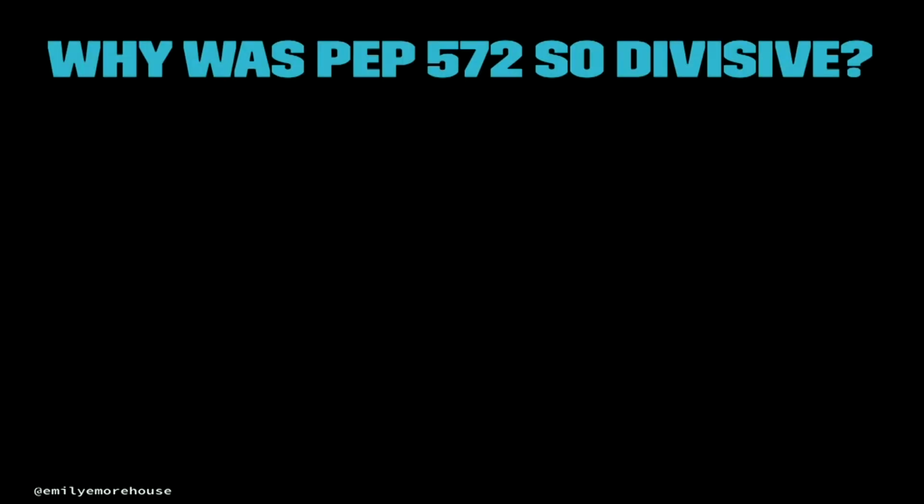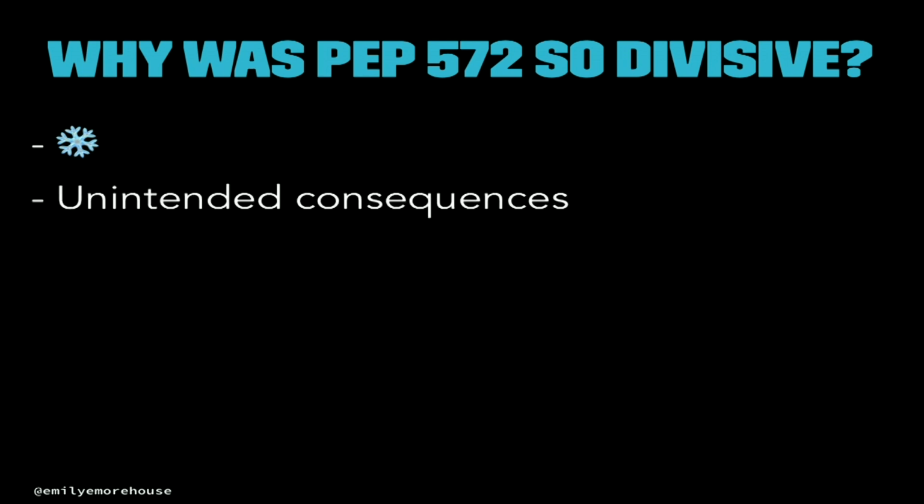So, tying everything back together, why was PEP 572 so divisive? One of the first reasons, I think, is that I like to think of us all as little snowflakes. We are all unique with all of these opinions and different perspectives and experiences, and we all want to be heard and have things done our own ways. And so this is one of the reasons why this was so divisive, that people had such differing opinions on it. And the other thing is that I think part of it is a fear of change, or the way that I like to think of it, a fear of unintended consequences.